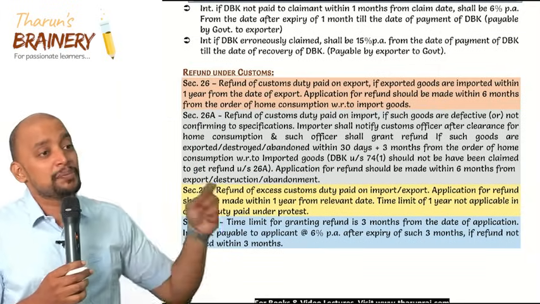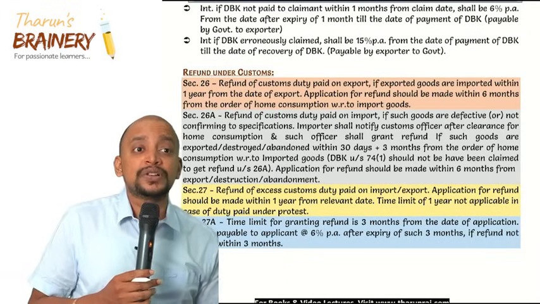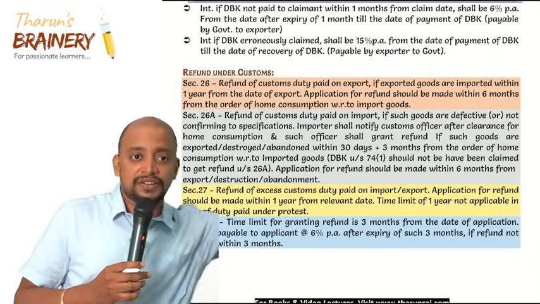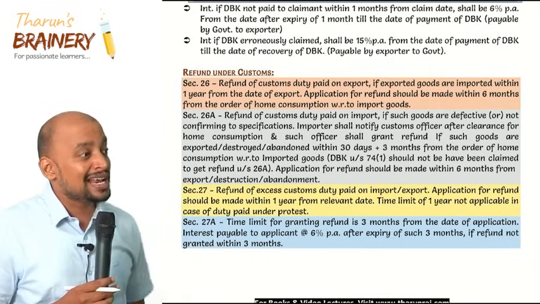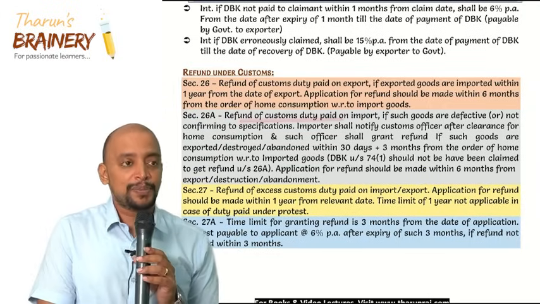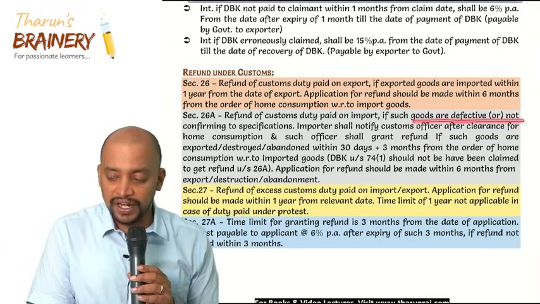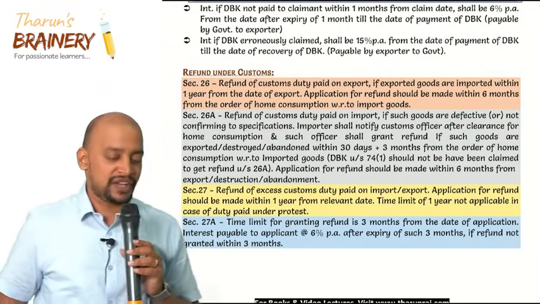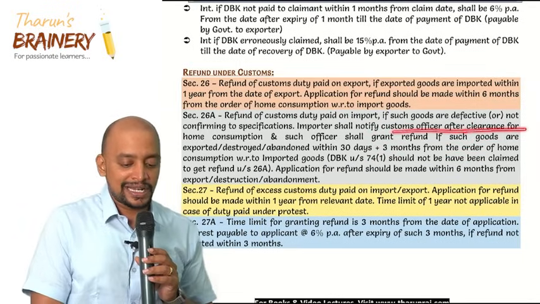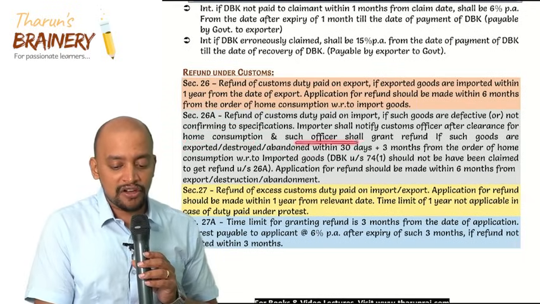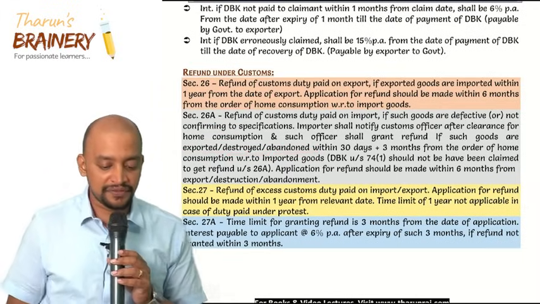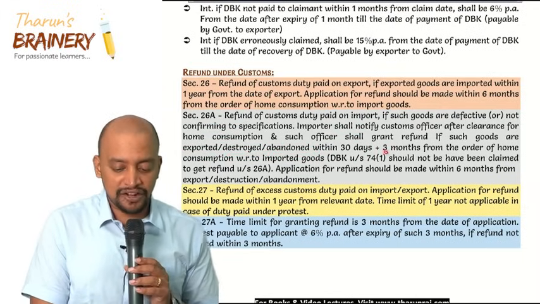But 26A is not applicable in all cases. Only when the imported goods are defectives, 26A will come. You got it? Normal imported goods exported will be 74 subsection 1. If imported goods are defective or not conforming to specifications, see this. Refund of customs duty paid on import. If such goods are defective or not conforming to the specifications, importer shall notify customs officer after clearance for home consumption, and such officer shall grant refund if such goods are exported or destroyed or abandoned within 30 days. Plus it can be extended for a period of 3 months.